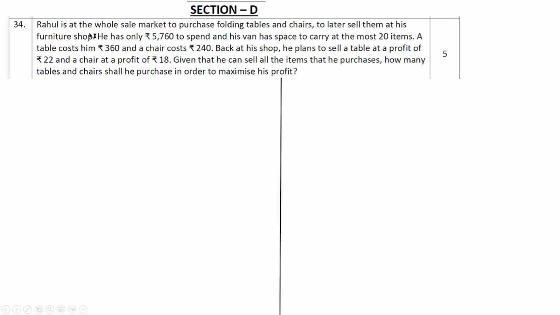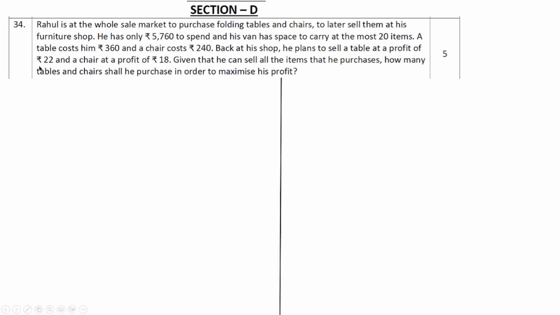So here we can see that Rahul wants to maximize his profit. We need to find the number of tables and chairs that should be bought by Rahul in order to maximize his profit. Here we have the constraints. He has only rupees 5,760 to spend and his van has space to carry at the most 20 items only. And then the next constraint is a table costs him rupees 360 and a chair costs him rupees 240.